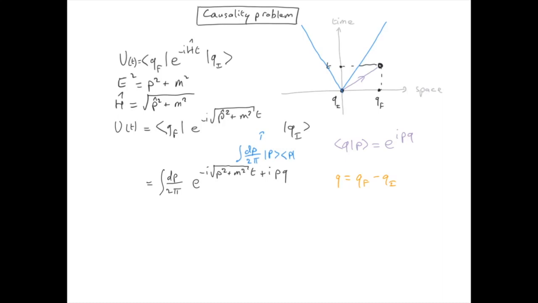However, we can use the stationary phase approximation to approximate what this integral is when the exponential term oscillates very rapidly with the variable p. You probably have seen an application of the stationary phase approximation earlier. However, let me just remind briefly how it works.